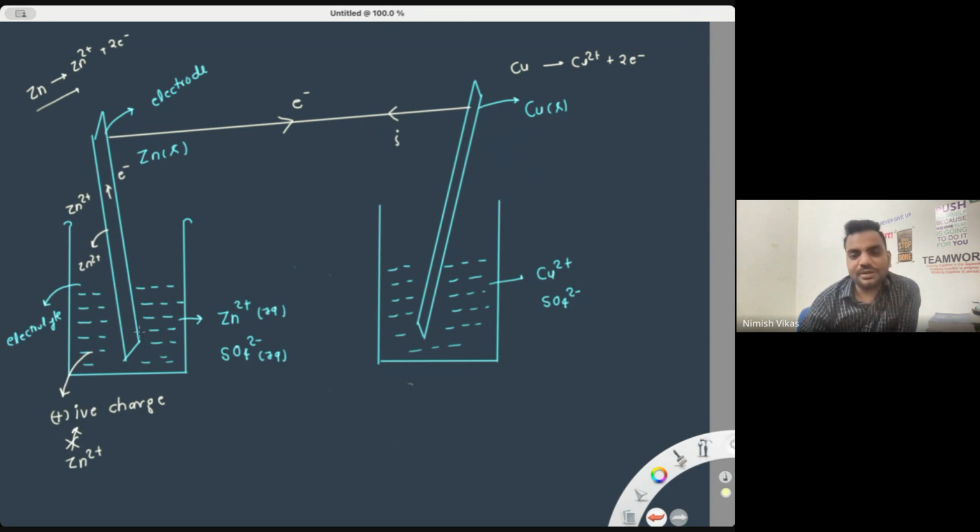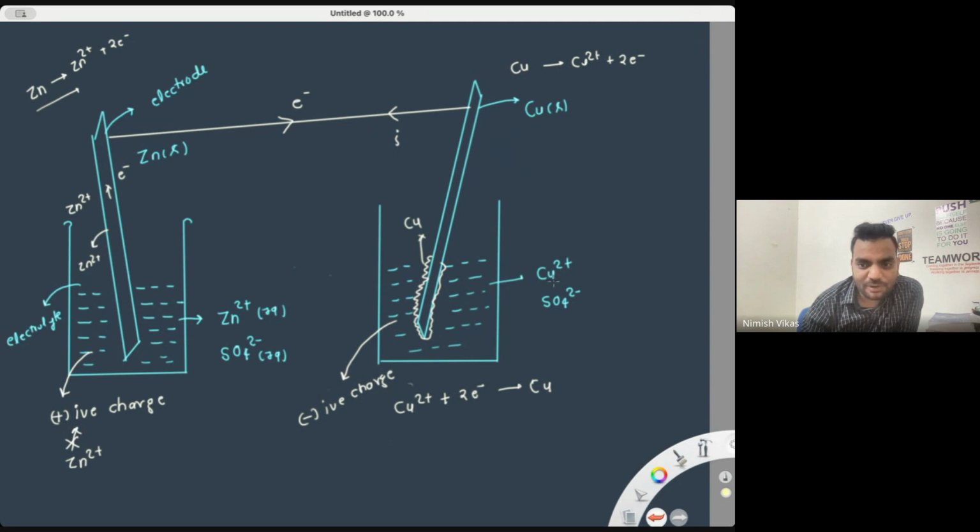But that's not all. Even if you look at this side, cupric ions will start disappearing. Cupric ions are gaining electron and becoming copper. So you will see a coating of copper coming over here. Cupric ions are converting into copper. So this solution will have less cupric ion now, and this solution will become negatively charged. Why negative? Because cupric ions are leaving the solution.